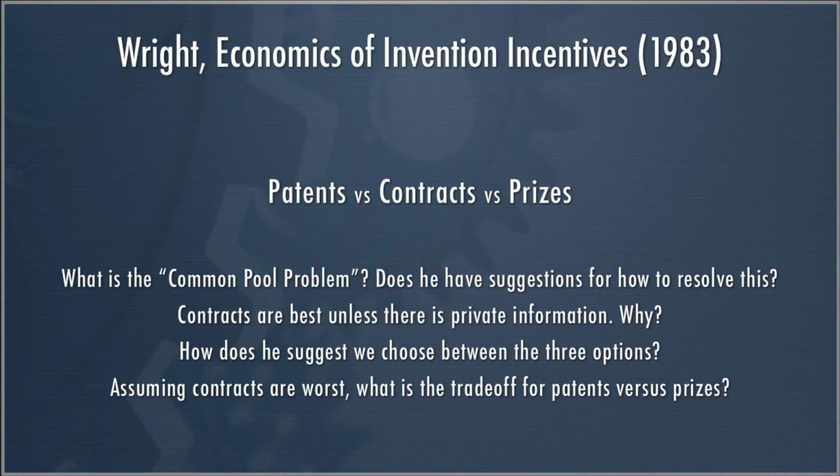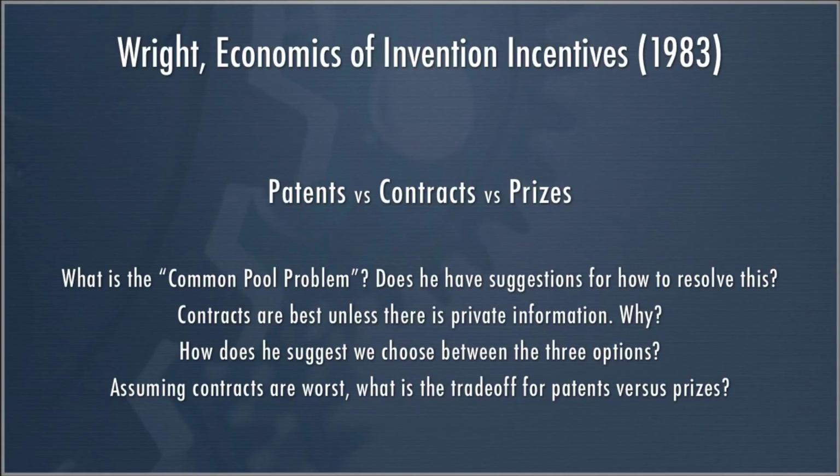He also concludes that contracts are best unless there is private information, that is, information held by various individuals, distributed individuals, that is not known by anybody else. Why? So first of all, why does he think contracts are always best unless there is private information? And then what is it about private information that causes patents and prizes to be dominant over contracts? And then how does he suggest that we choose between the three options?